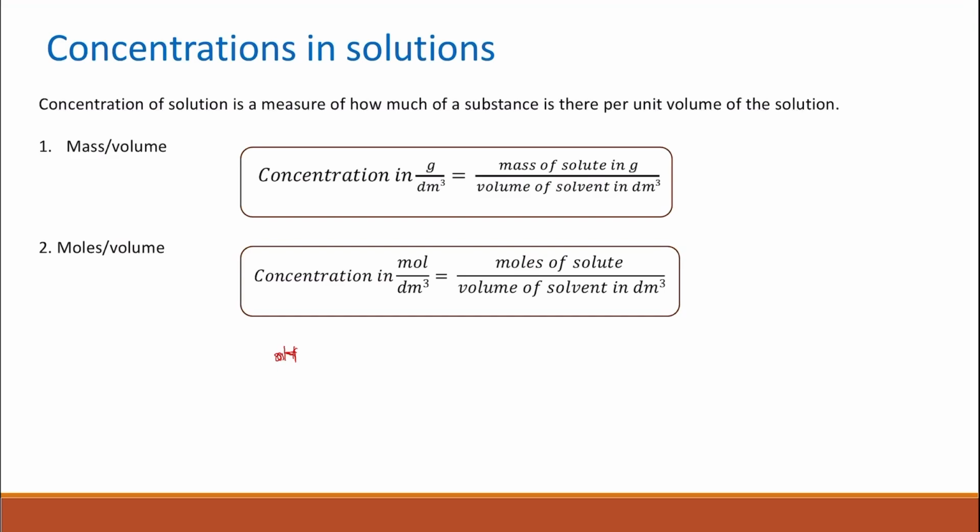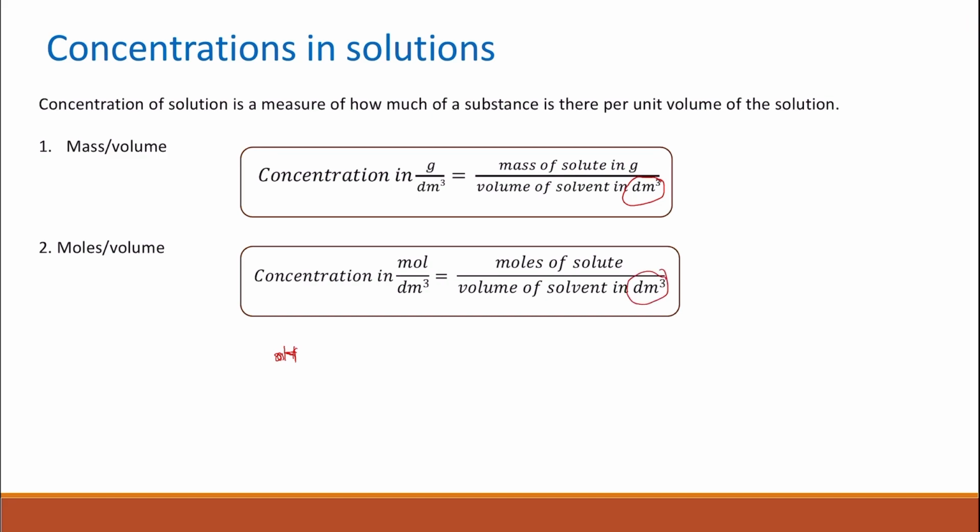The second one is the moles per volume, and moles per volume is a measure of how many moles of solute are in 1 decimeter cubed of the solution. To calculate the moles per volume, you simply divide the number of moles of solute by the volume of the solvent in decimeter cubed. Notice that we always need to have the volume in decimeter cubed.